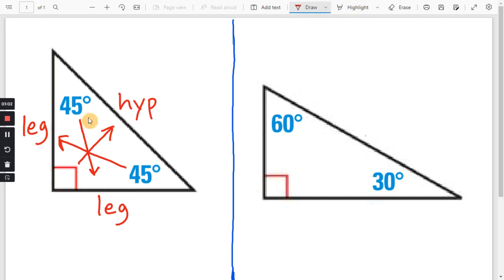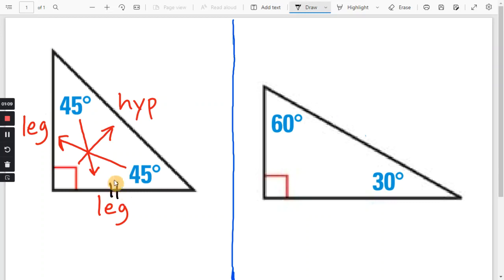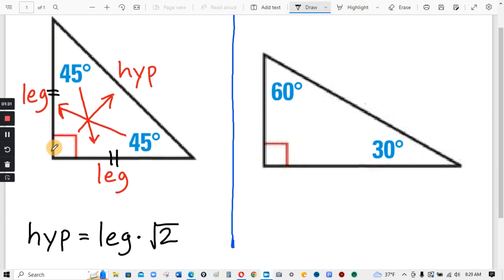So for the 45, 45, 90 triangle, the legs are congruent to each other. So this side here is going to be congruent to this side here. Those are the same length. So the formula for the side lengths of a 45, 45, 90 triangle: the hypotenuse equals leg times radical 2. That's the one and only formula for this triangle. You only need to be given one side length, and you can find the other two using this formula.